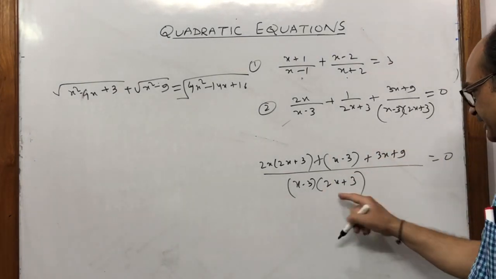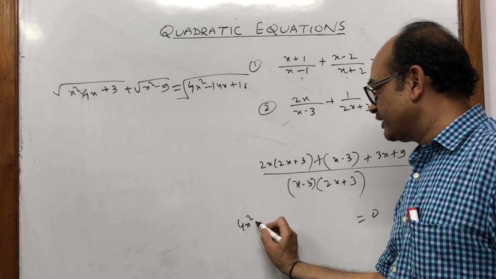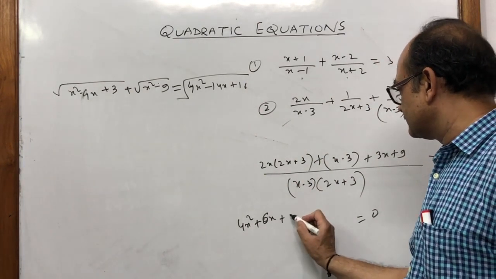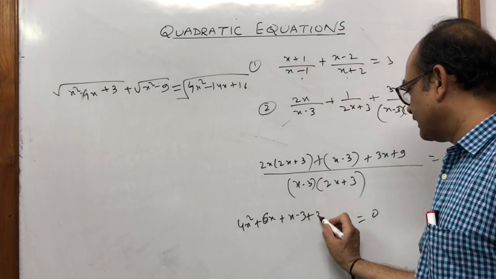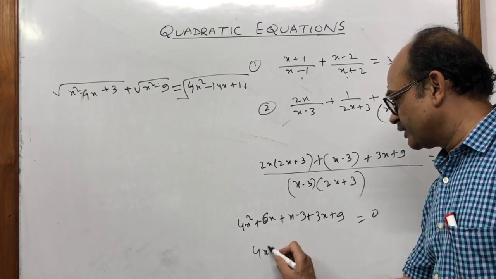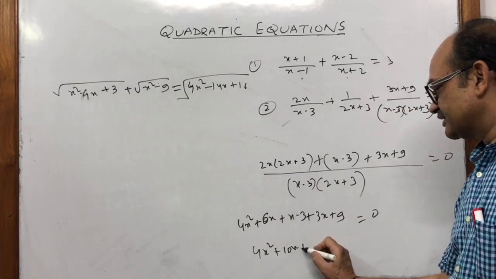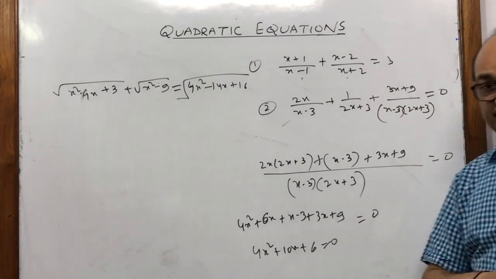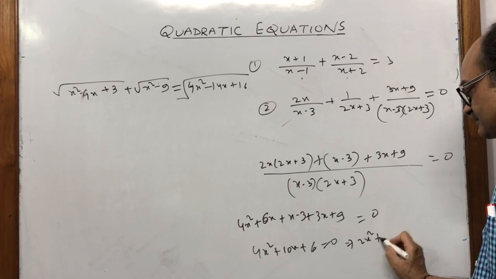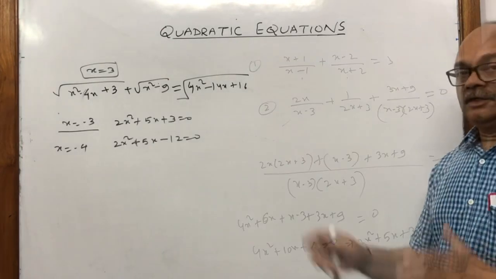When you cross multiply, the right hand side becomes 0 and the left hand side is 4x square, 6x, and 3x plus 9. When you simplify, 4x square plus 10x plus 6. Again divisible by 2: 2x square plus 5x plus 3 equals 0 is the answer. Now next type of questions.